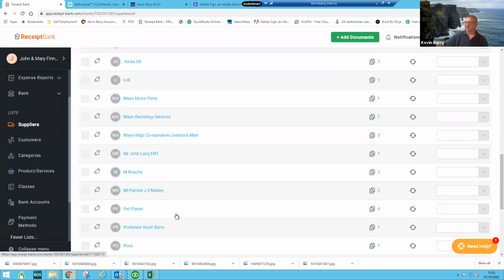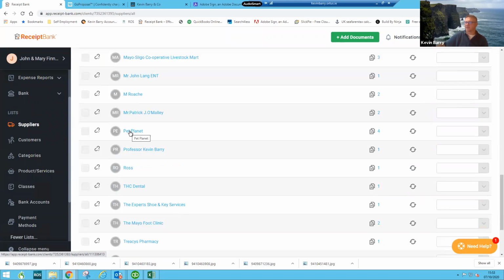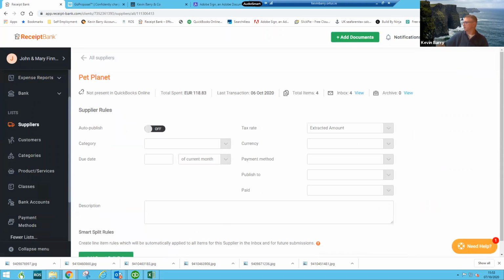Now when I go down to Pet Planet, it's just the other ones. And all four are in there, okay? So now we'll have a look at them.